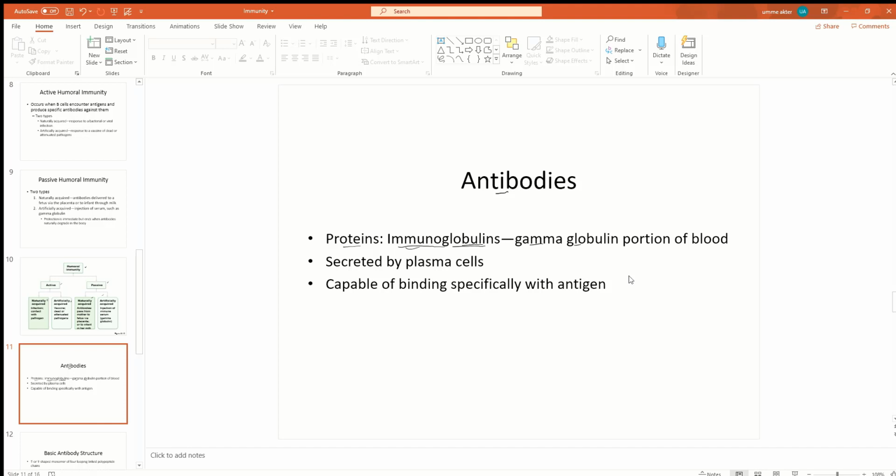And they are mostly secreted by the plasma cells, one type of B cells. So B lymphocytes secrete a small amount of antibodies, but some B lymphocytes are converted to plasma cells, and so this is one type of B cells, and they produce plenty of antibodies. Okay, plenty of antibodies.